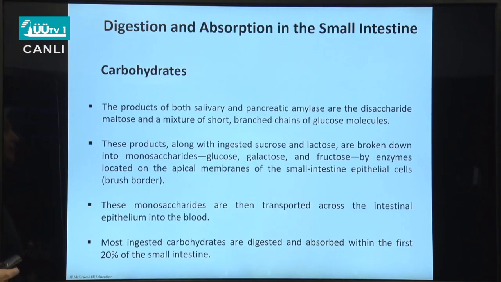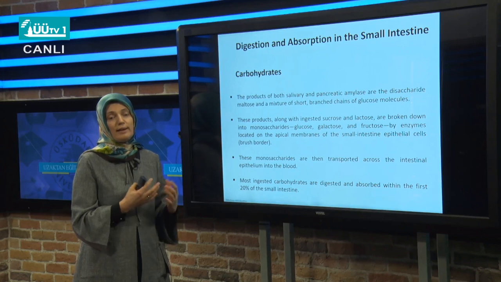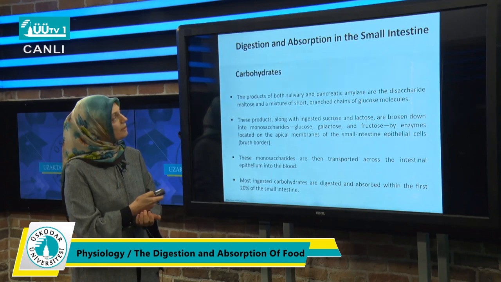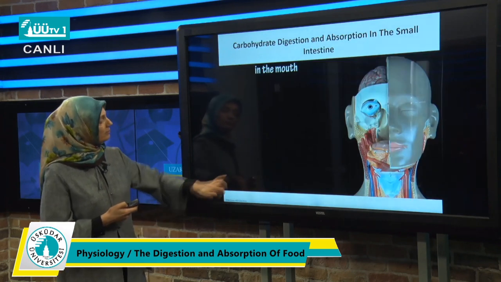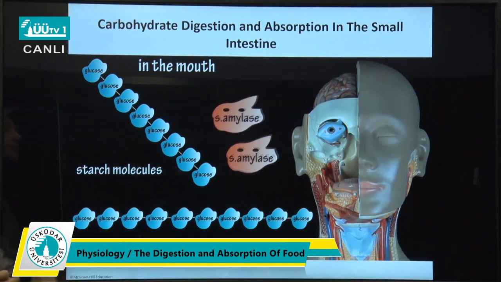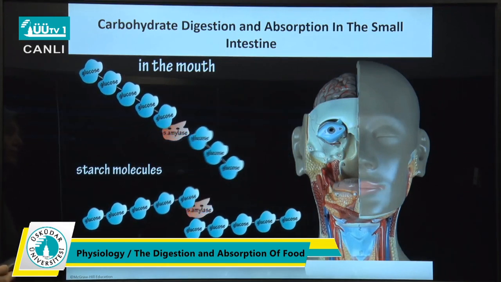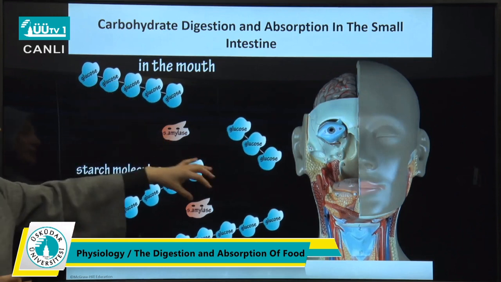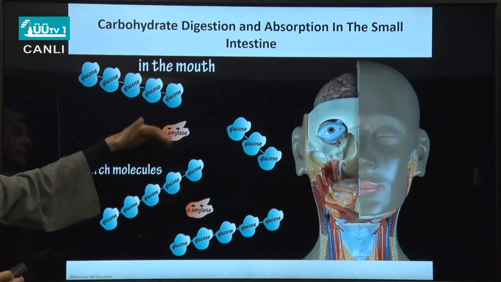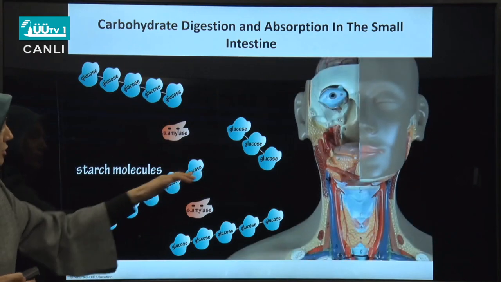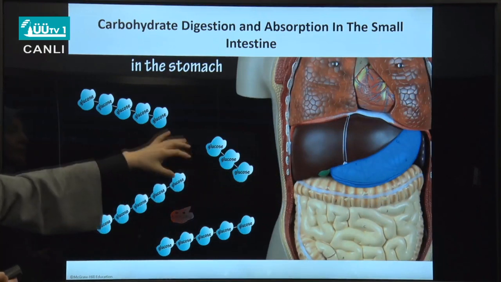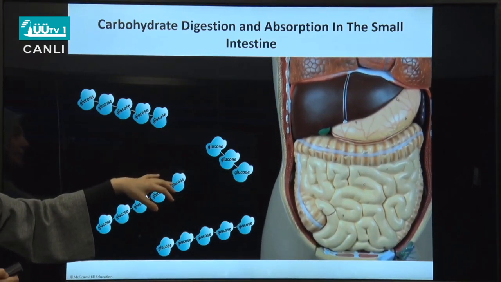Okay, so how are the macromolecules digested in the small intestine? Let's begin with the carbohydrates. You know, the carbohydrates are polysaccharides. Their digestion begins in the mouth with the salivary amylase. The salivary amylase breaks them down into small fragments. And then when it reaches the stomach, due to acidity, this amylase enzyme becomes inactive.